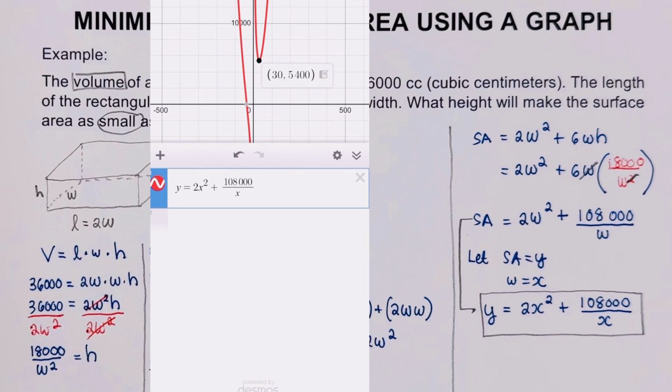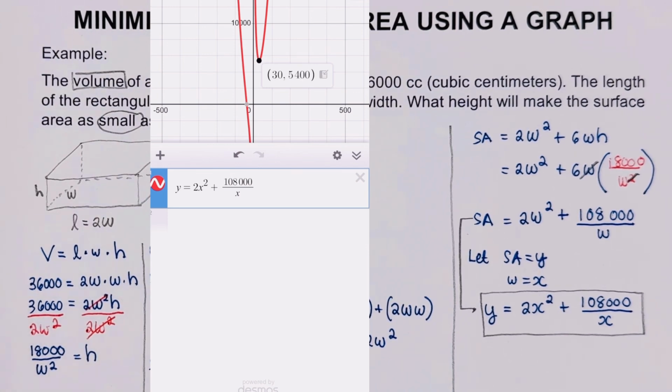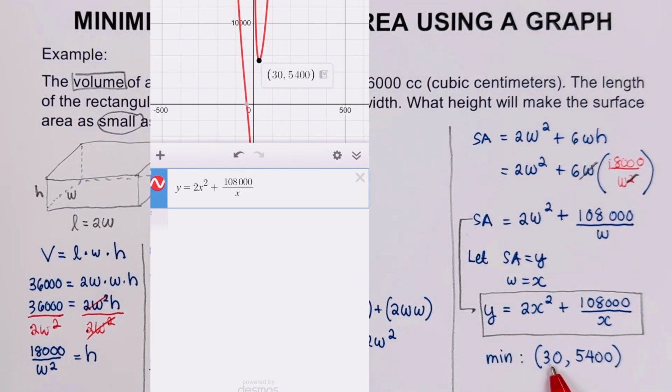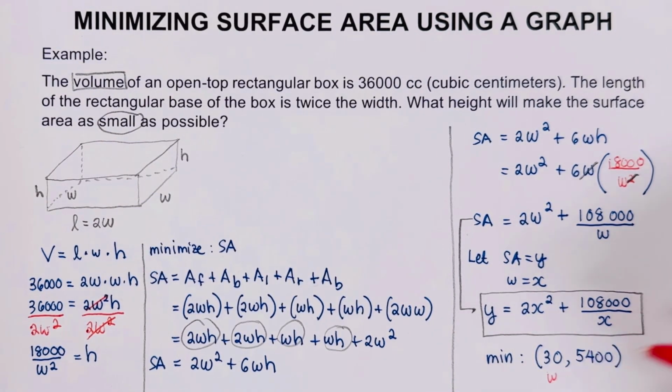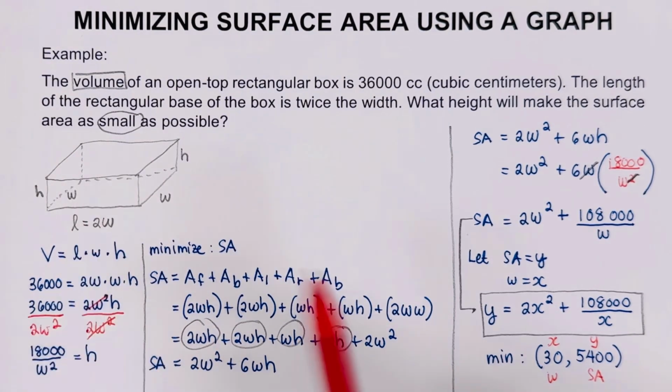So looking at this graph, the minimum value is (30, 5,400). So this 30 that we have right here is represented as x, and this actually represents the width. And on the other hand, this 5,400 is represented as y, because this is pretty much like xy. And so we know that our x is the width and our y is the surface area. So this is the surface area of this box, and this is the width of this box.